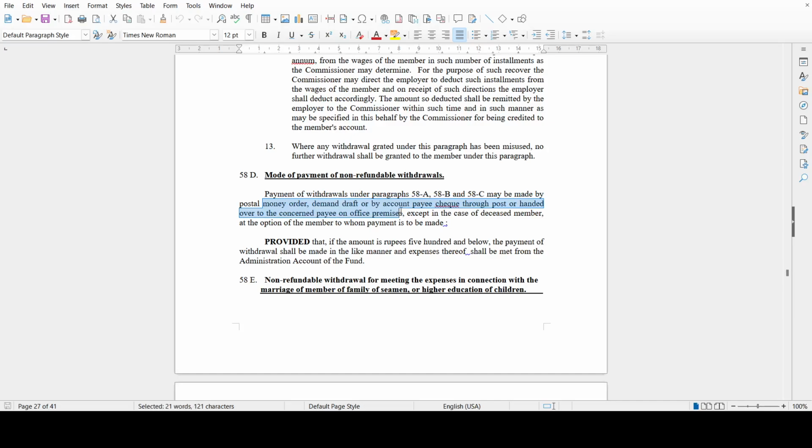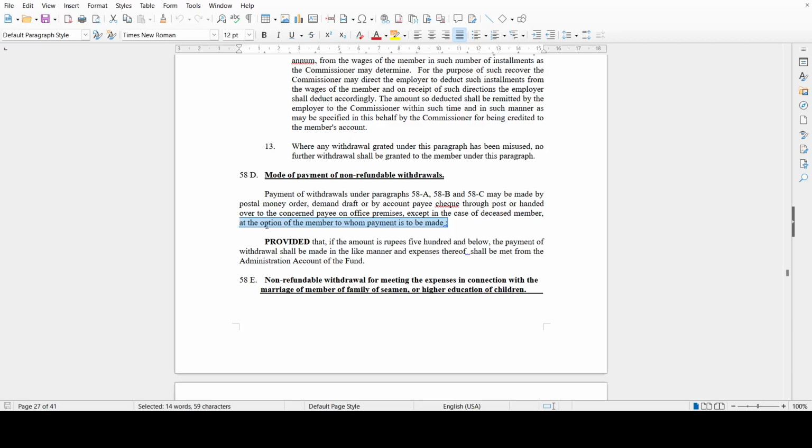So they are either going to send it by money order, demand draft or account payee cheque through post, or they might hand it over to you at the office premises, except in the case of a deceased member. In case the seafarer, the member, is no more, then it is at the option of the members to whom payment is to be made. So whomsoever you have chosen as your nominee, the payment shall be made to that person.